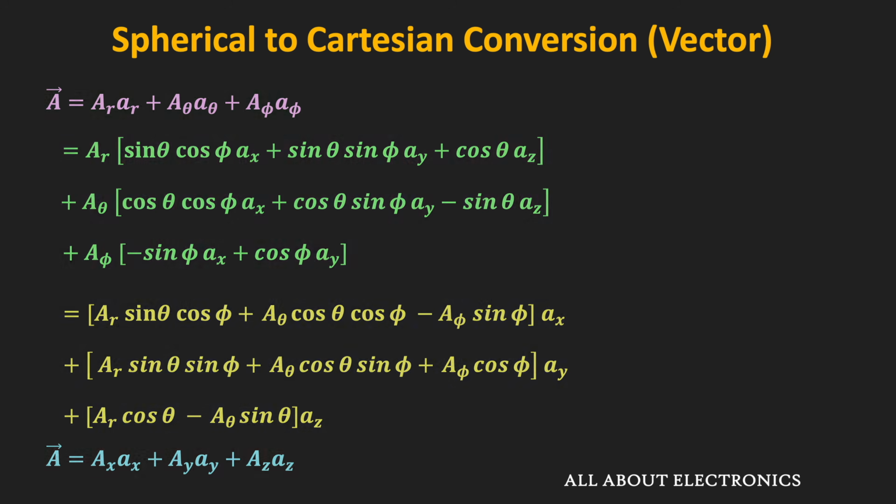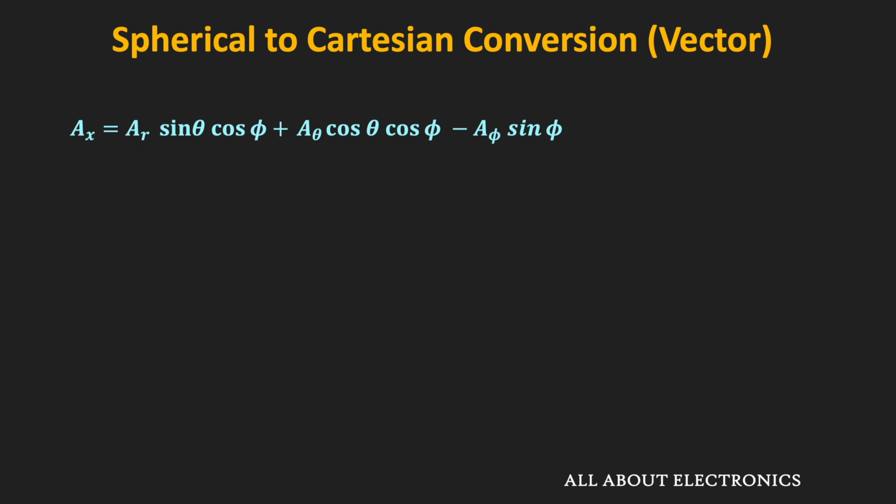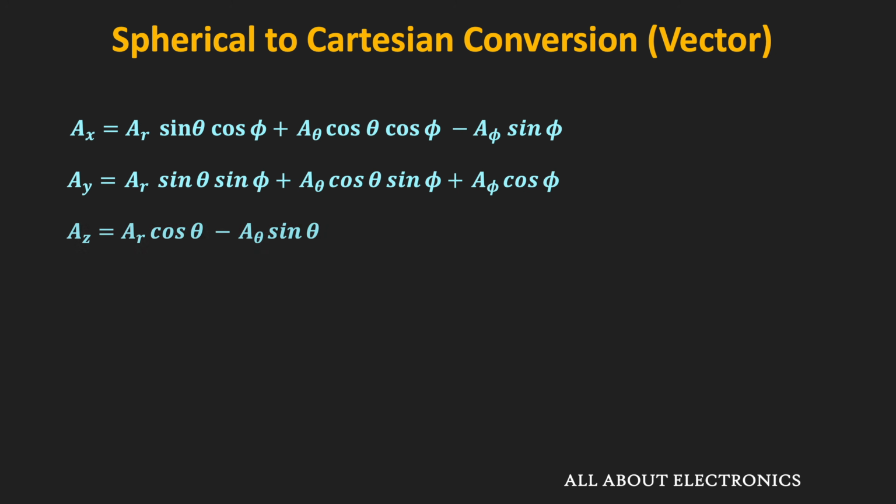So from this we can say that this ax is equal to ar sin theta cos phi plus a theta cos theta cos phi, and the third term will be equal to minus a phi times sin phi. And likewise, we can also find the ay and the az. So in this way, we found the components ax, ay and az in terms of the components ar, a theta and a phi.